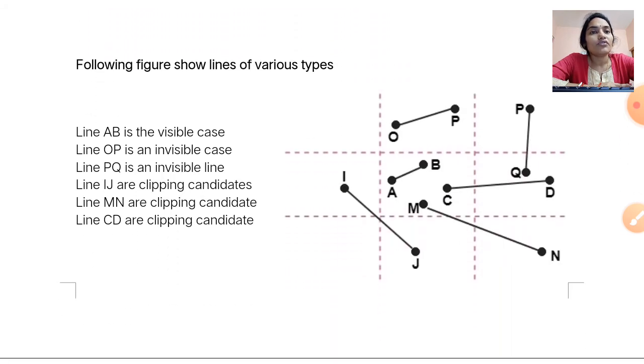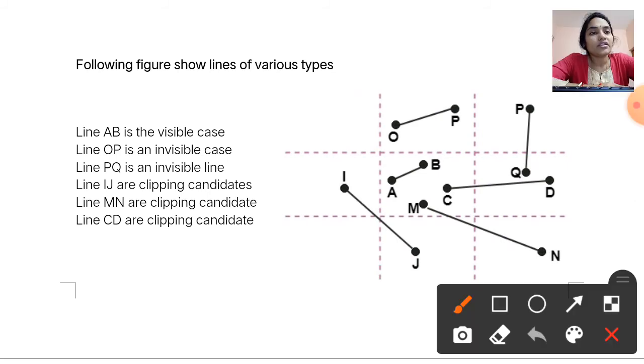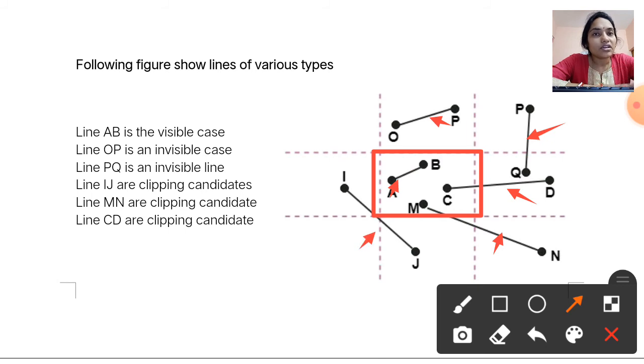So here in the following figure some lines are there, and here is your clipping window, this one is your window. Okay, how many lines are there? AB, then OP, then PQ, CD, MN, IJ. In this case, which lines are the visible case, which are the invisible case, and which are the clipping case?